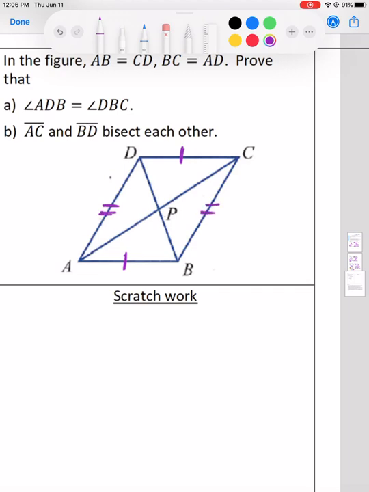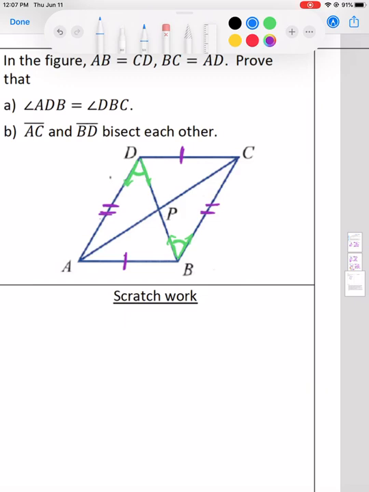Prove that angle ADB is equal to angle DBC. Angle ADB, that's this one here, is equal to angle DBC, that's this one here. Okay. So those two angles need to be shown that they are equal to each other. Let's go ahead and do letter A first, and then we'll worry about B. So we're focusing on those green angles. We need to show that they are equal to each other. And in order to do that, we go to the next step of our general method and outline two triangles that those are part of. Those two angles are part of two congruent triangles.